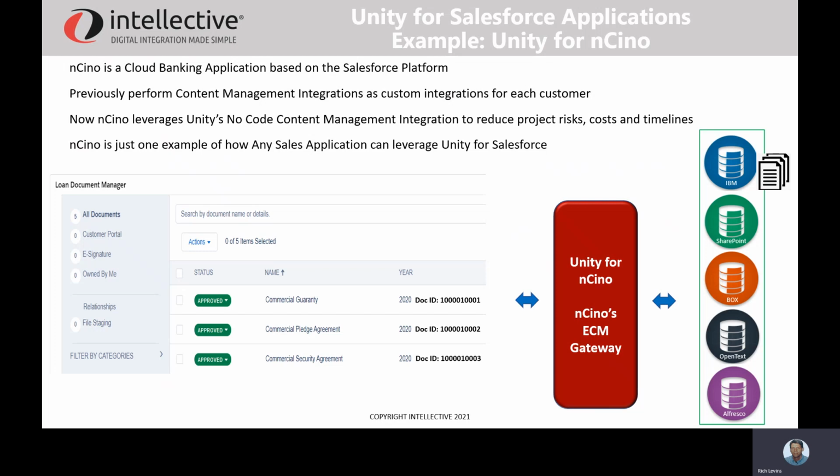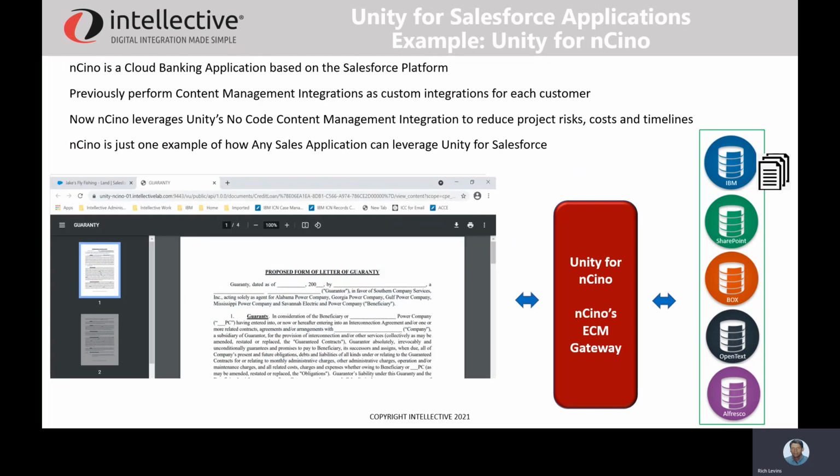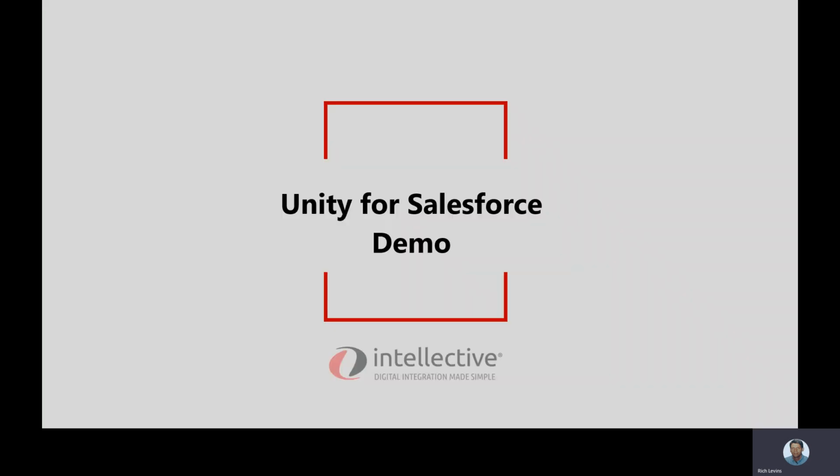In this graphic, we see that we have an Encino user interface called Doc Manager. This is where underwriters add documents for loans and relationships and collateral. And Unity for Encino has become Encino's gateway to multiple ECMs, where once the document is associated with the ECM, Encino can make a call out to Unity for Encino and will retrieve the documents and display them directly in the user interface where the user is accustomed to working. So let's just jump into a demo here and show you that in real time.